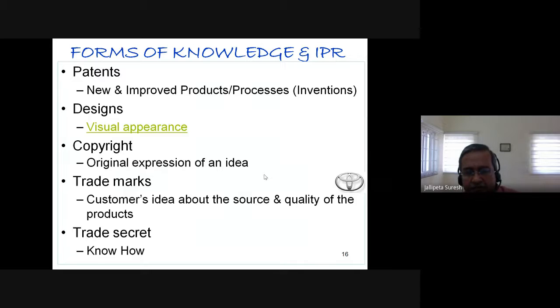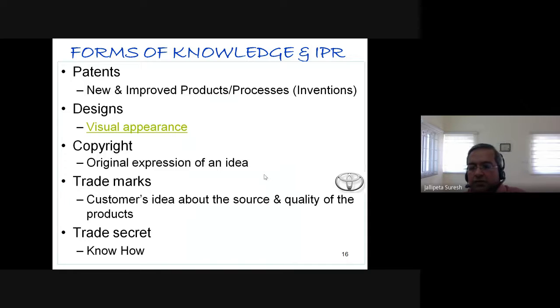Then trademarks, which we have seen, it gives you an idea about source or quality of the product. So for example, I go to a showroom where you have many brands. Say you have Maruti, you have Toyota, so on and so forth. So when I enter into a multi-brand showroom, the salesman will come say, why don't you look at the Maruti? Why don't you buy a Suzuki vehicle?